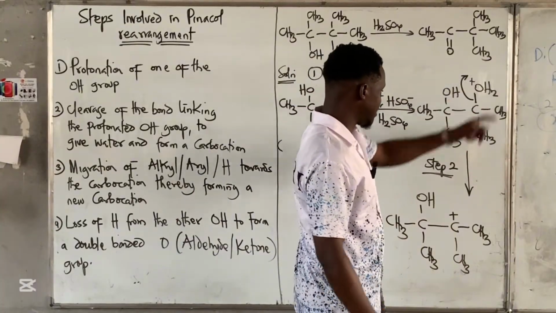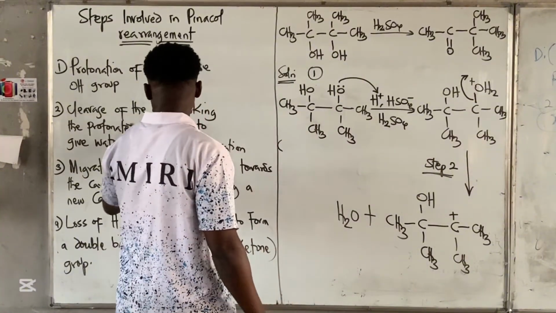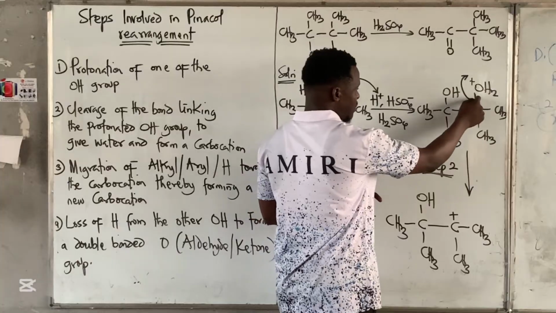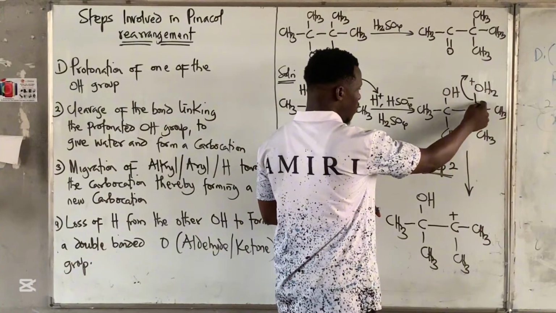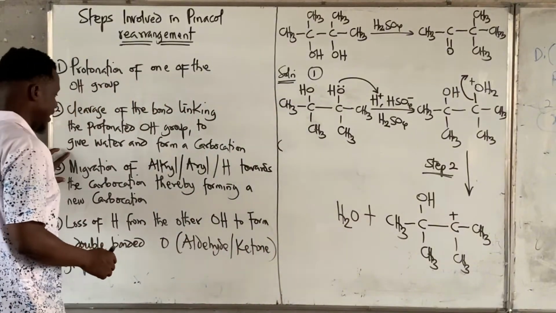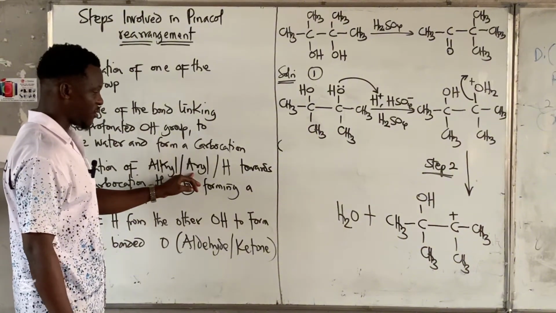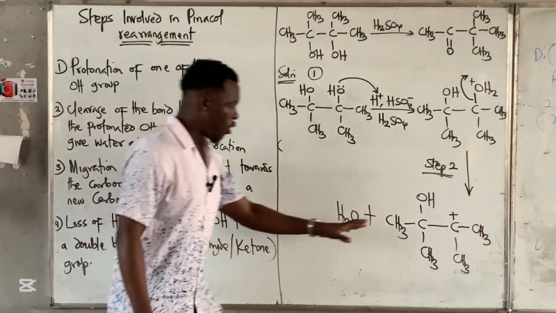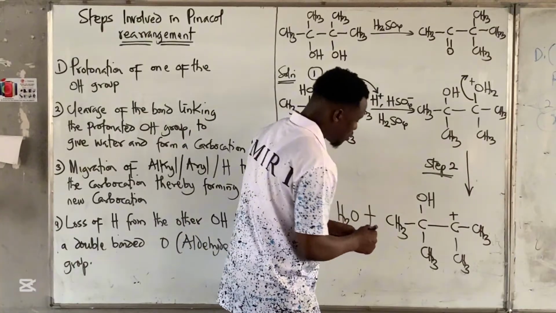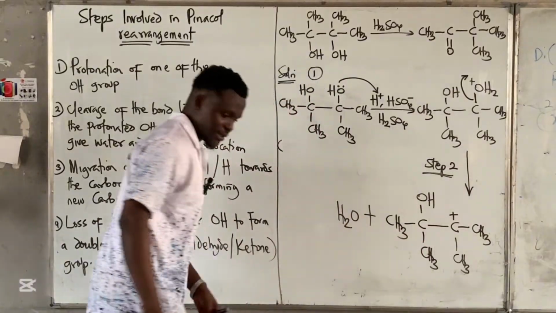If we break out this, step 2 is cleavage of the bond linking the protonated OH. This was the OH I protonated to become this. So this is the bond I'm going to break so that I'll form a positive charge here plus water. So step 2 is done. Step 3 says migration of an alkyl or an aryl or hydrogen, depending on what is actually present. So the migration is going to be from the adjacent carbon here. All right, so let's clean this stuff.